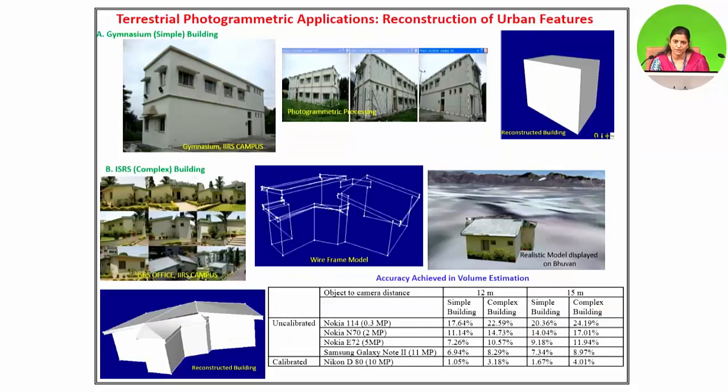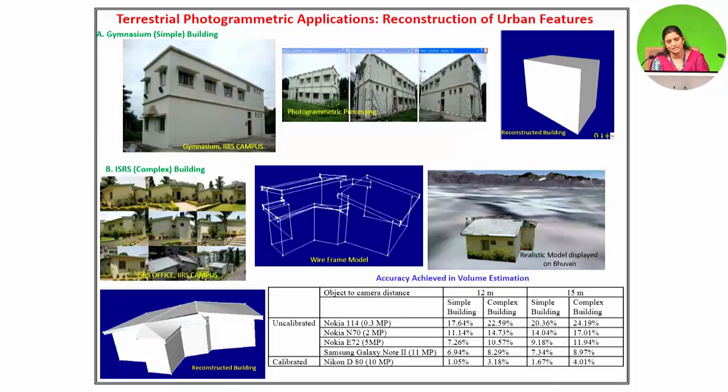All these mobile phones were used to capture the building photographs from different distances, and the volume of the building was estimated. It was observed that up to 5 megapixel, the 5 megapixel mobile phone camera gives us sufficient accuracy for most of the applications. As you go on increasing the resolution of the camera, the accuracy goes on increasing, but it is up to a certain level.